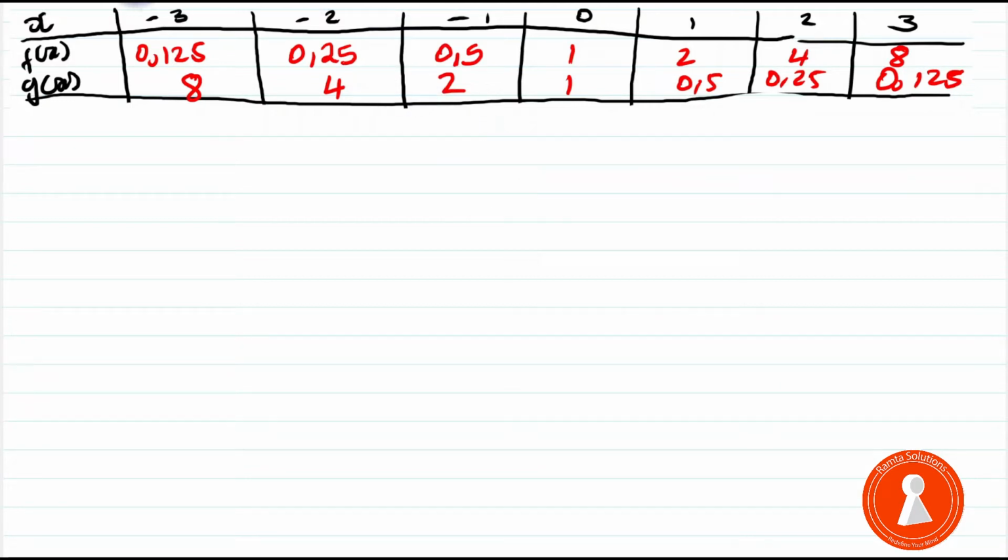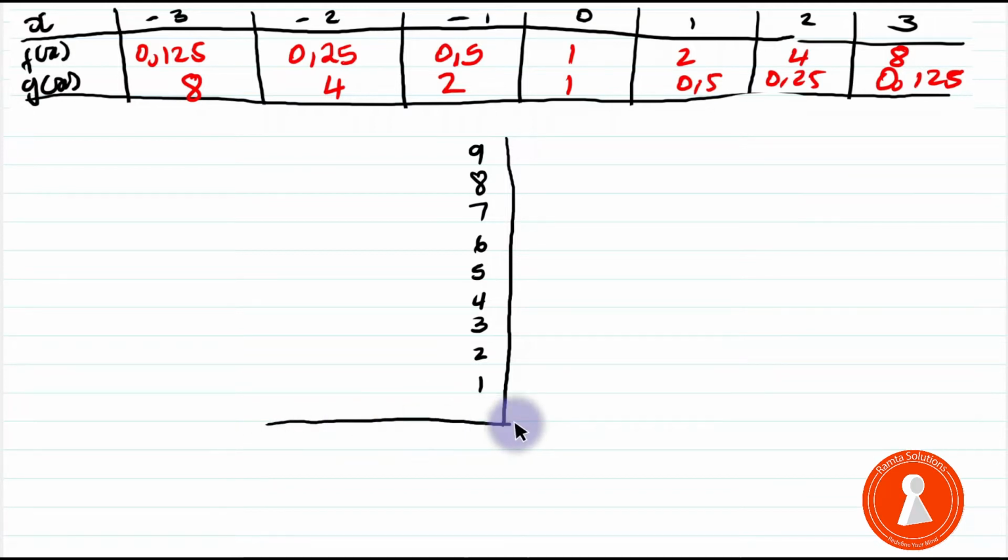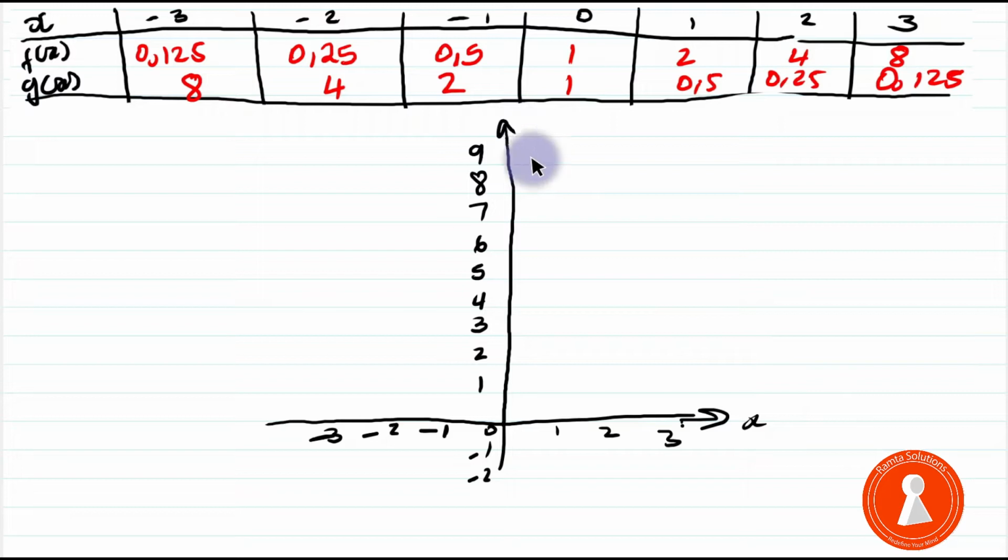Okay, I'm going to use black. I'm going to try 9, 8, 7, 6, 5, 4, 3, 2, 1, 0. And then this is 0, 1, 2. So this is 1, 2, 3, negative 1, 2, 3. X axis and y axis.